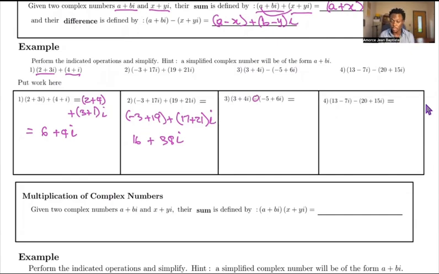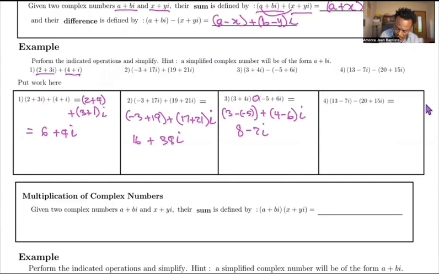Subtraction, that's a subtraction. We have 3 plus 4i minus -5 plus 6i. So that's 3 minus -5, plus 4 minus 6i. Minus -5 is plus 5, so that's 8. 4 minus 6 is 2, so minus 2i.